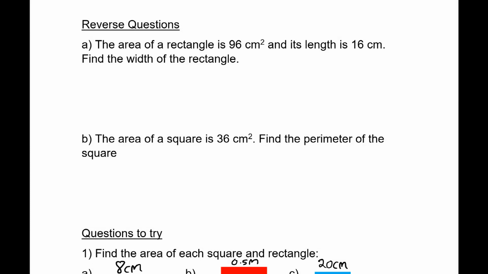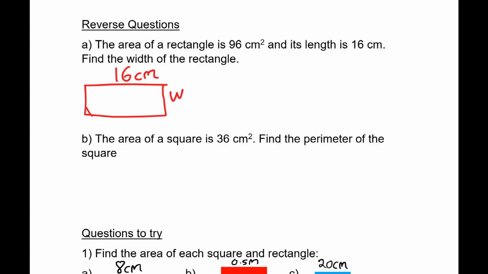Very often you need to use the area and work backwards to find one of the missing lengths of a shape. So in this question, the area of a rectangle is 96 centimeters squared and its length is 16 centimeters. And we want to find the width of the rectangle. Well, the length is 16 centimeters. I'm just going to call the width W.